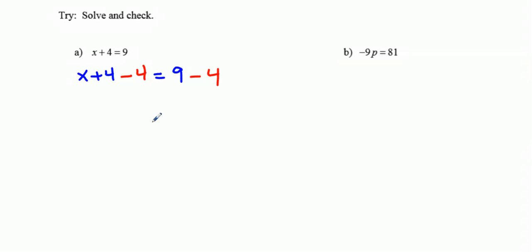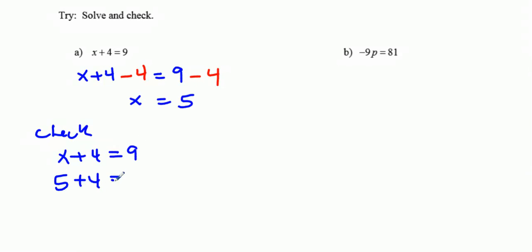So I subtract the 4 off both sides, and then I end up with 4 minus 4 is just 0, of course, but 9 minus 4 is 5, so I get x equals 5. In doing my check, I rewrite the original equation, and then I sub in my answer. So 5 plus 4 equals 9, and then 9 equals 9, and left side equals right side.